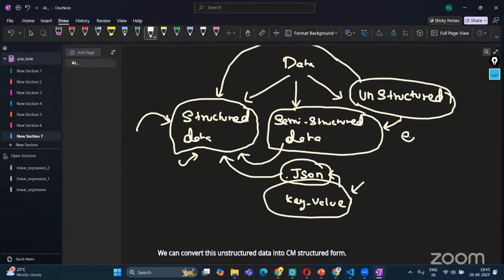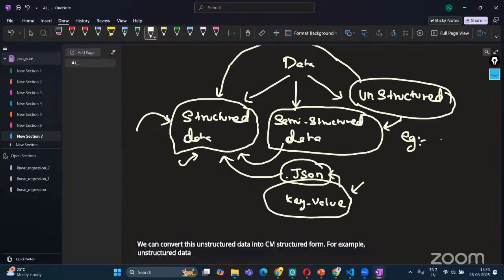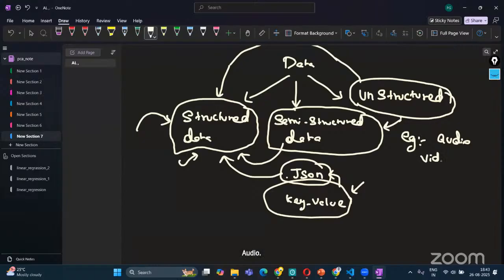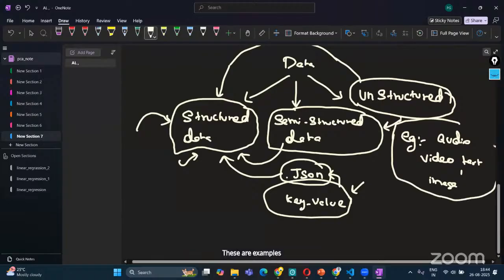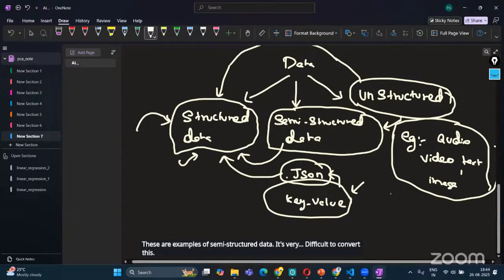Examples of unstructured data are audio, video, text, and image. These are examples of unstructured data. It's very difficult to convert this data into structured form.